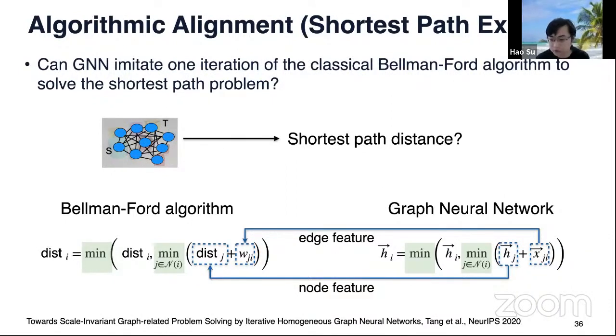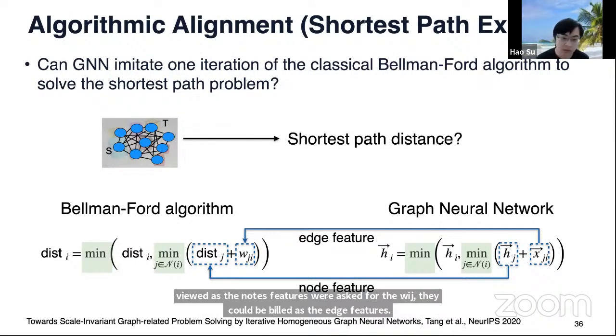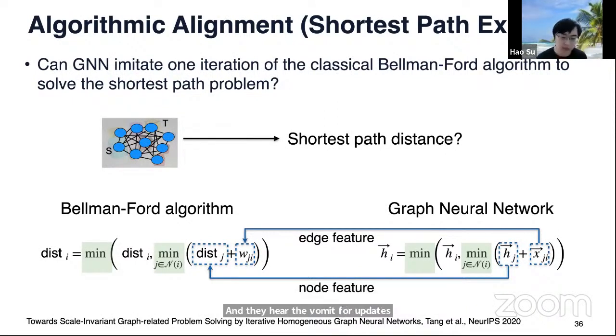And for our graph neural network, we can actually make a very straightforward analogy. The dist i or j could be viewed as the node features, whereas the w_ij could be viewed as the edge features. And then the Bellman-Ford update equation is actually telling us what kind of pooling function we should use. So the min in the Bellman-Ford algorithm should be translated to max or min pooling in designing the graph neural network.